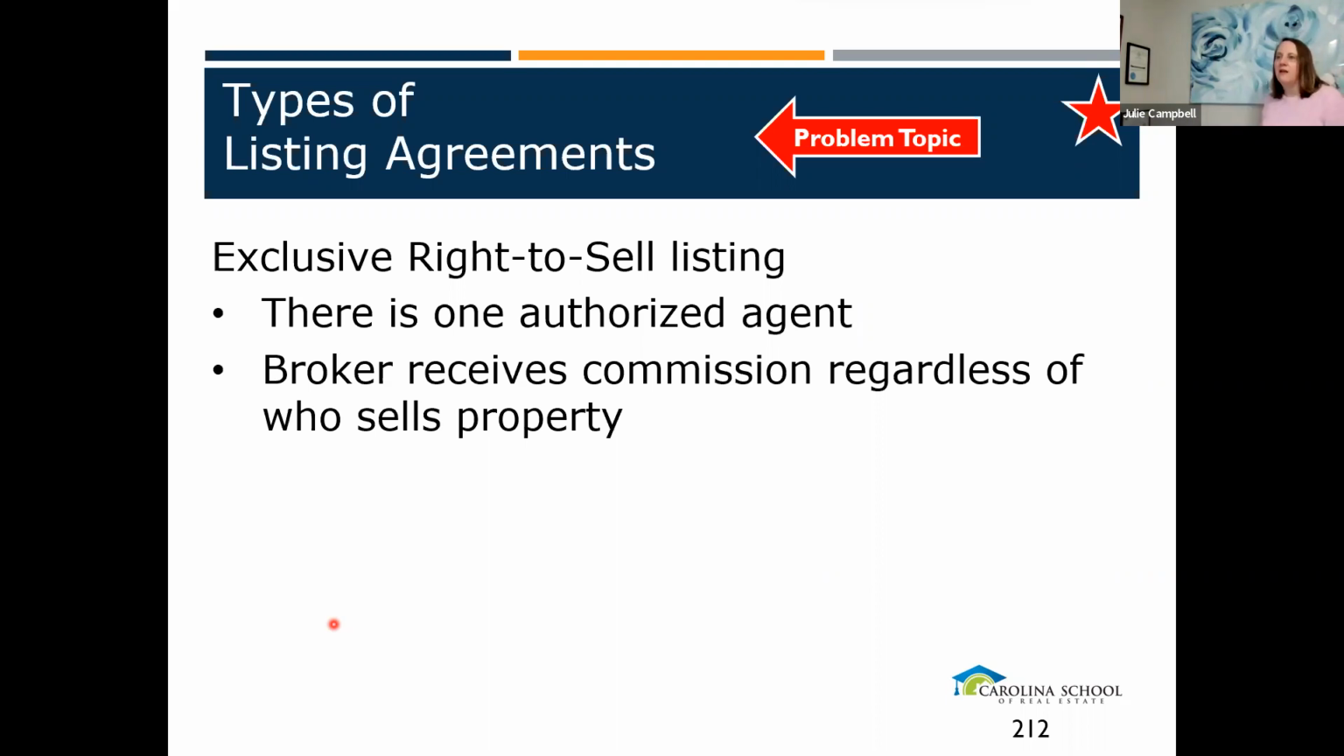That firm gets paid no matter what, when it sells. This is the one that we see the most often. This is the one that we're going to look at and view in just a minute. So there's one agent, one firm. You get paid whenever it closes, whenever it sells.